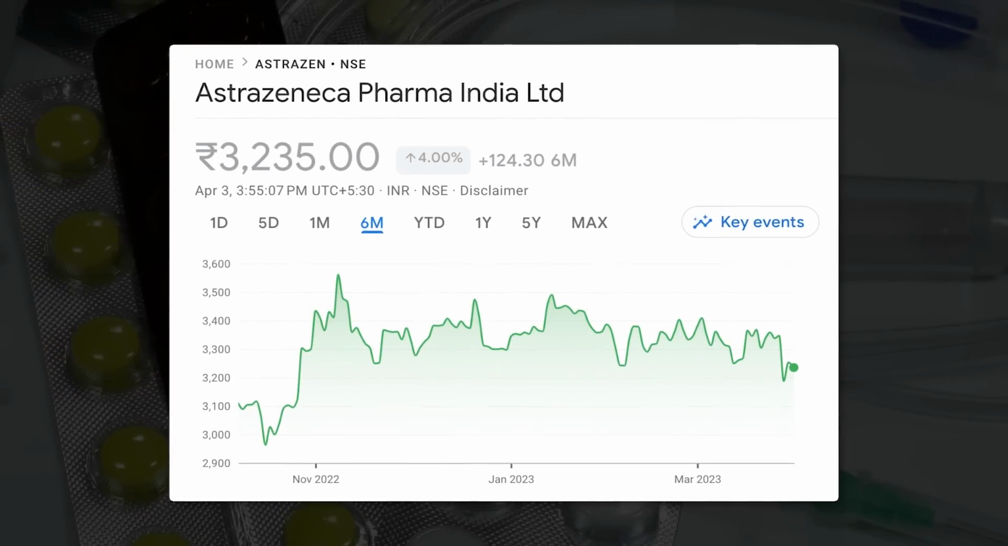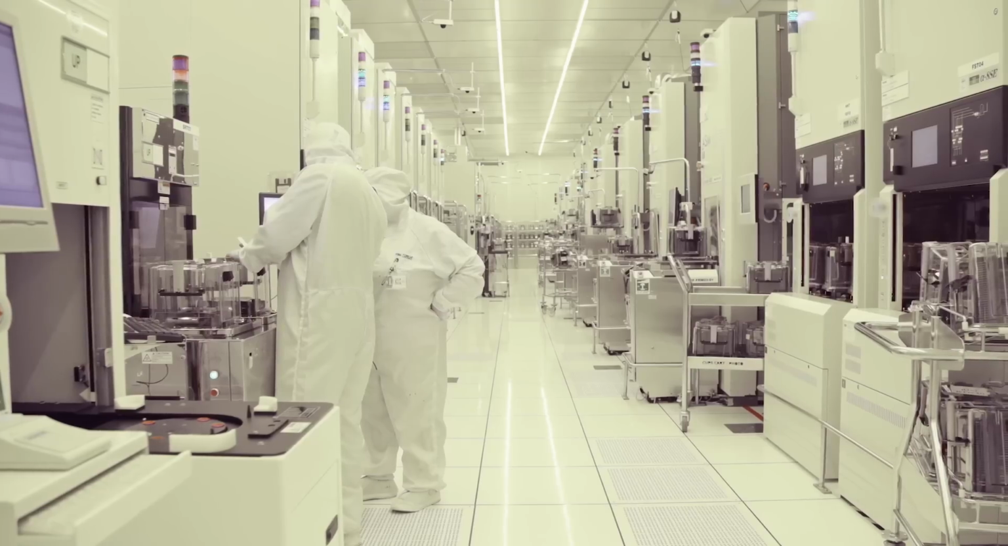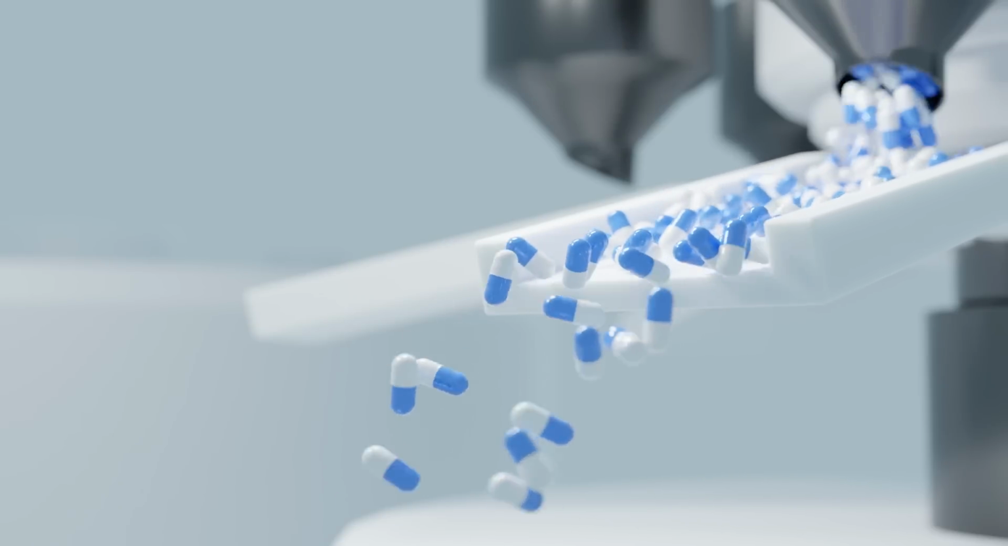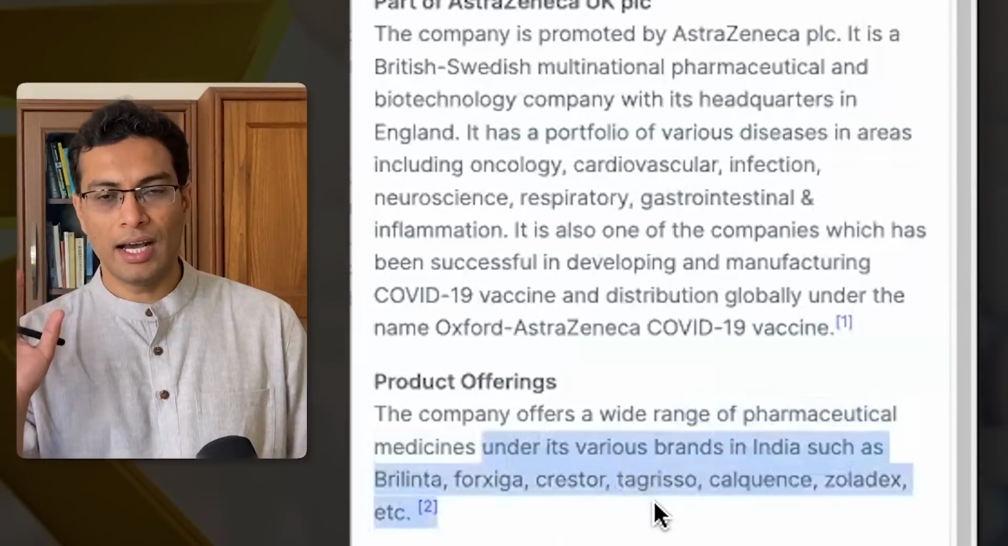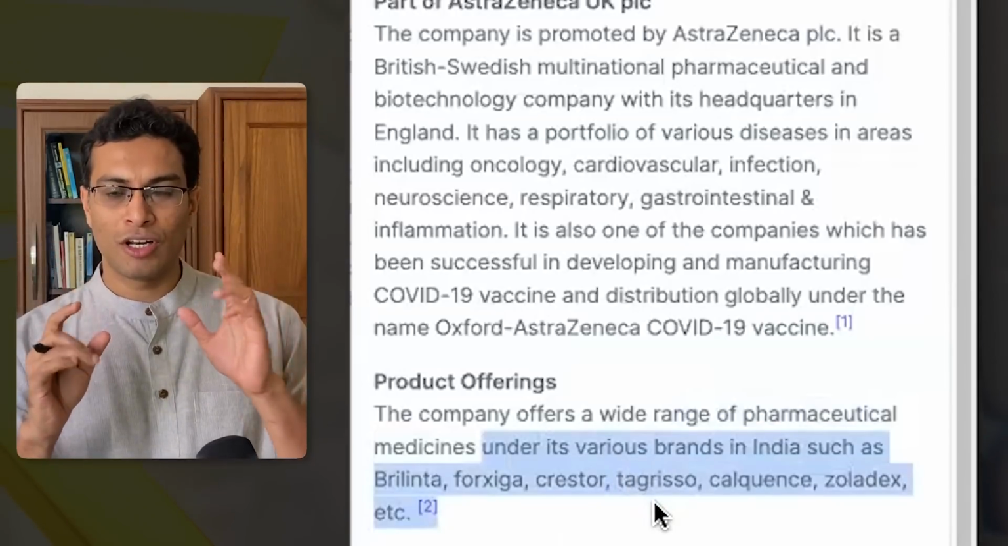So the third stock that we are going to speak about is AstraZeneca. So basically it's a pharma company and it manufactures a ton of pharmaceutical medicines, and these are some of its bestseller medicines in India. So this is the primary business model of AstraZeneca.